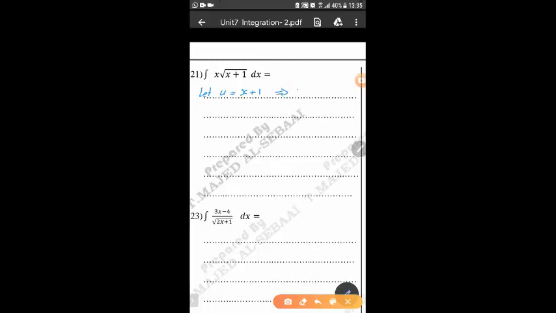That means x equals u minus 1, right? Okay. du equals dx. Then I equals the integration. What is x? It is u minus 1. This x root of u, right? du equals integration of u minus 1. What is root u? It is u to the power of half. du.